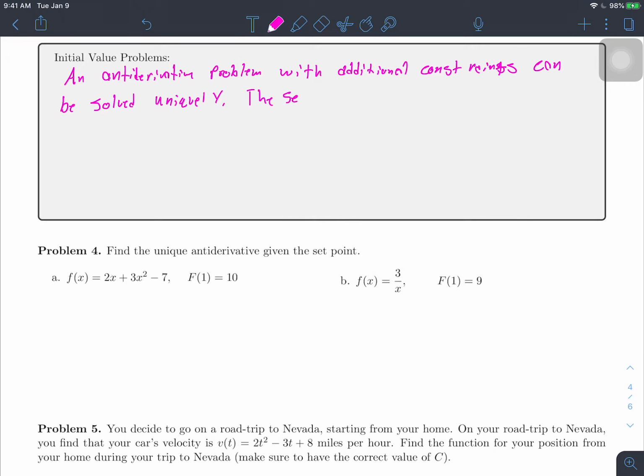These constraints are called an initial value. So if we have an antiderivative problem coupled with an initial value, then we can start talking about the antiderivative, the particular one that I'm talking about, okay?